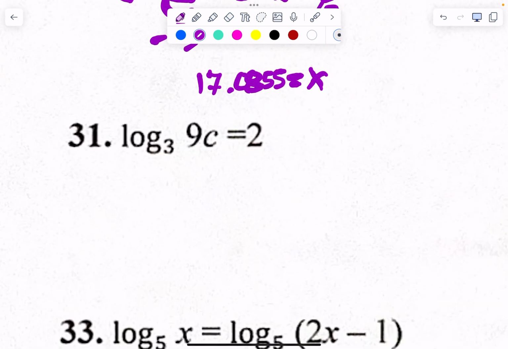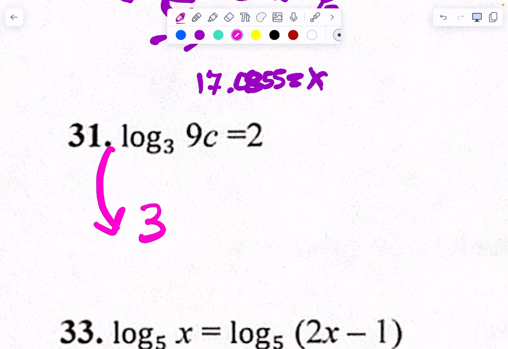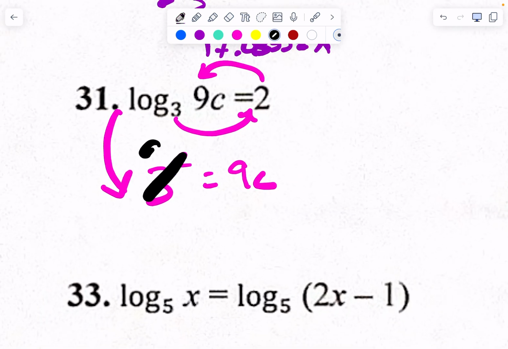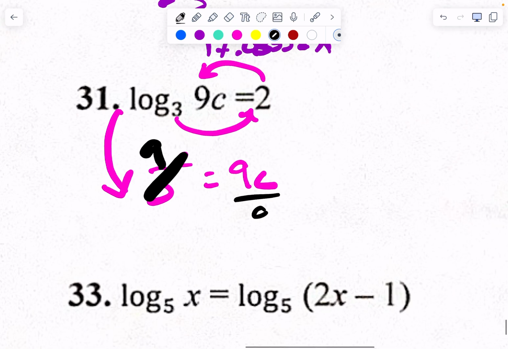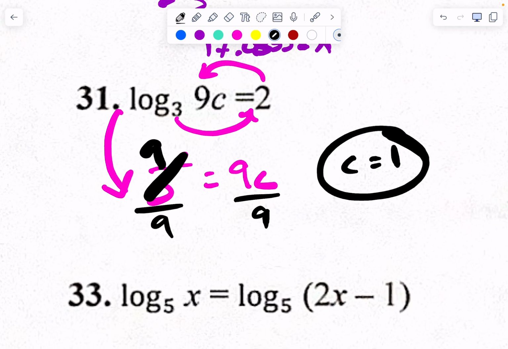Okay, on 31, can you do any more algebra? So do I ln this first and then divide? Yes, then divide by 4. Can you do any more algebra? No. So now what? Switch it. Okay, what's the base? 3 to the second power equals 9c. What's 3 to the second power? 9. So 9 equals 9c. I'm going to divide by 9. c equals 1. Beautiful. Do you see how that works?